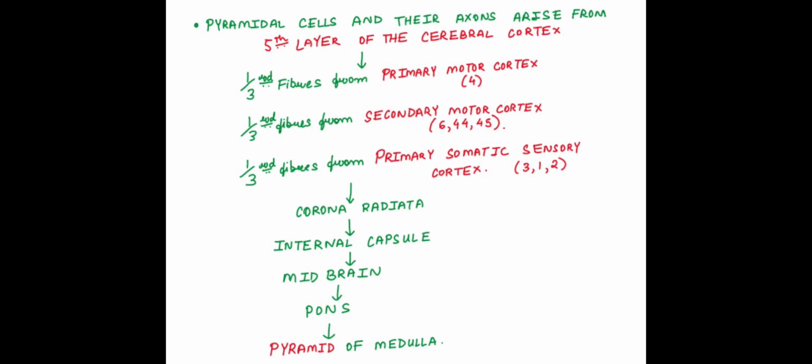Pyramidal cells and their axons arise from the fifth layer, that is the ganglionic layer of the cerebral cortex. 1/3 of fibers arise from the primary motor cortex, 1/3 from the secondary motor cortex, and 1/3 from the primary somatic sensory cortex. They then course through the corona radiata, internal capsule, midbrain, pons, and reach the pyramid of the medulla oblongata.